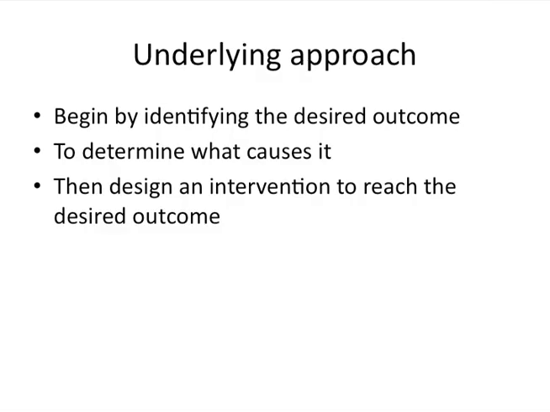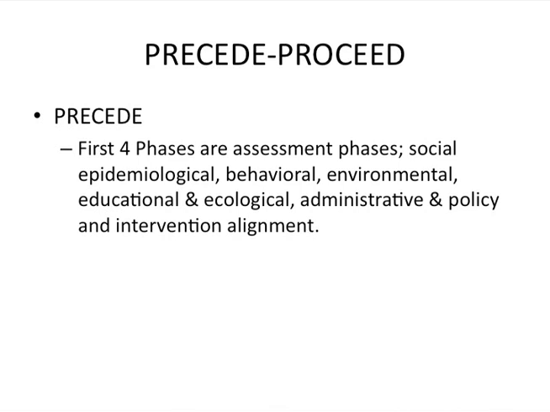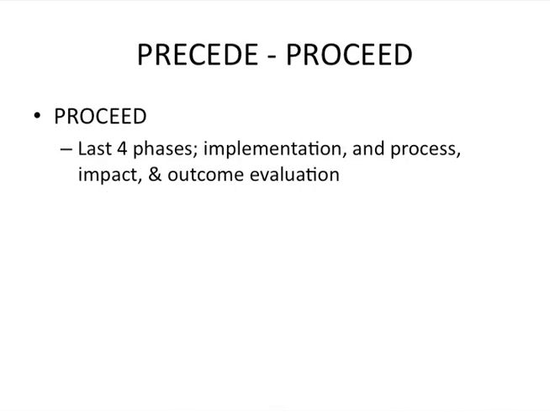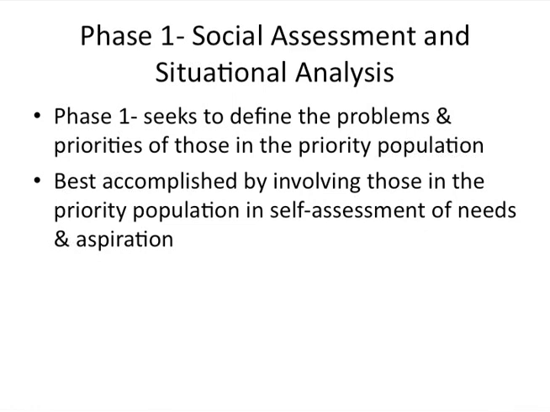The underlying approach of this model is to begin by identifying the desired outcome, to determine what caused it, and finally to design an intervention aimed at reaching the desired outcome. PRECEDE-PROCEED begins with the final consequence and works backwards to the cause. Once the causes are known, an intervention can be designed. Phase 1 in the model is called social assessment and situational analysis and seeks to subjectively define the quality of life, problems, and priorities of those in a priority population.